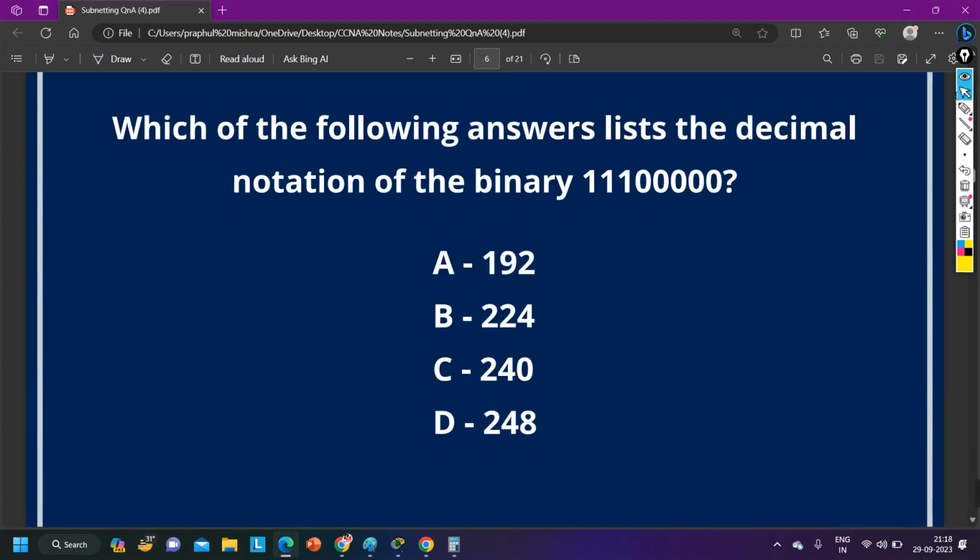Which of the following answer list is the decimal notation of this binary? This one. 2 to 4.